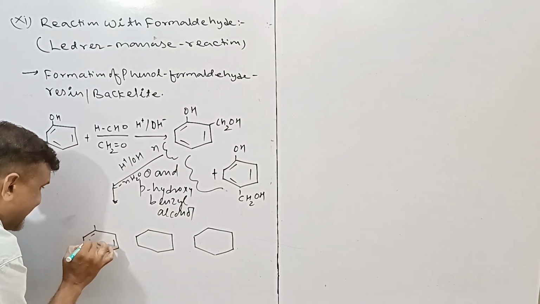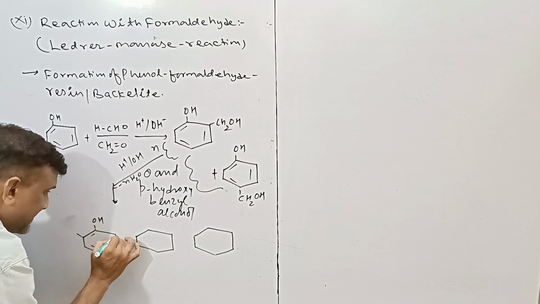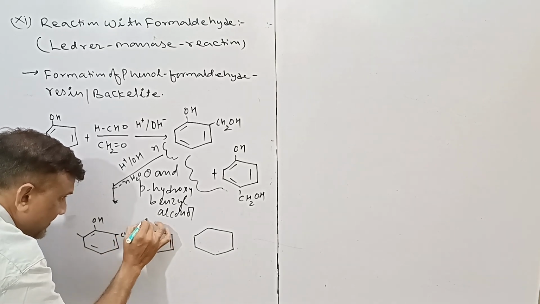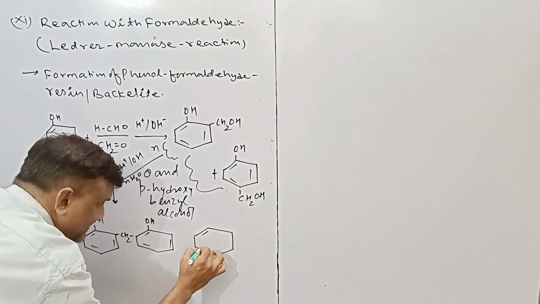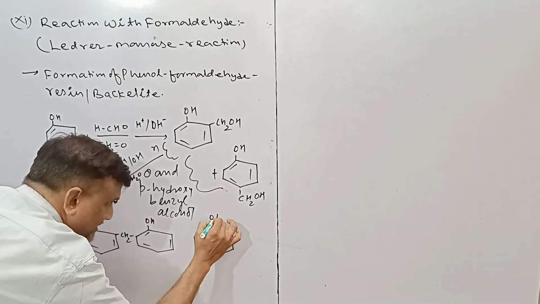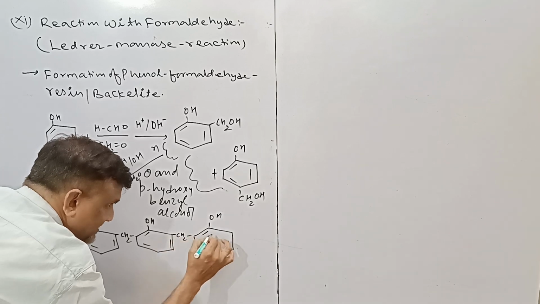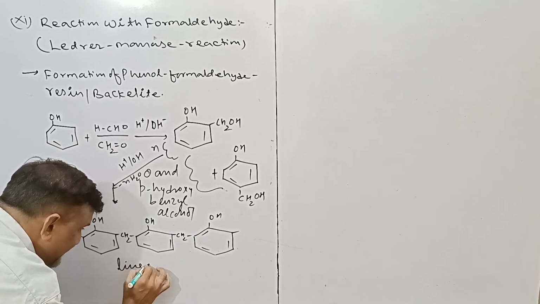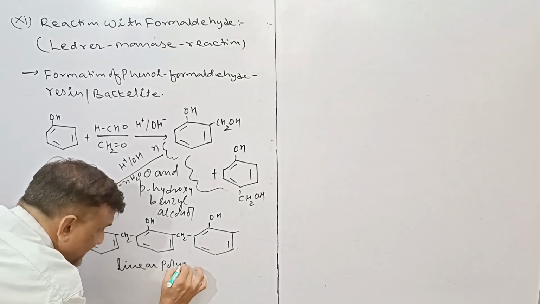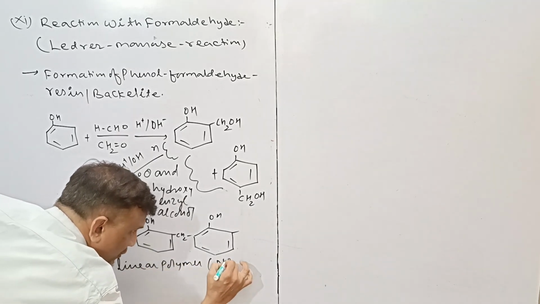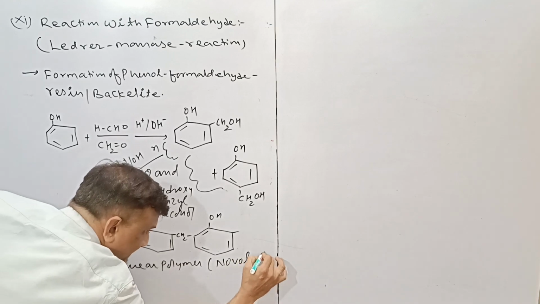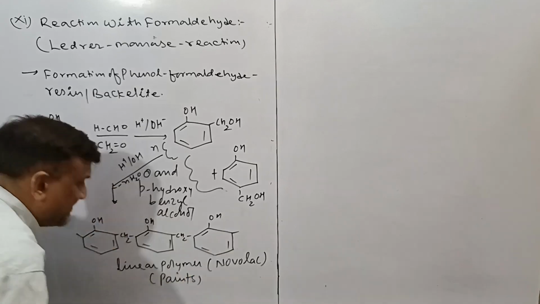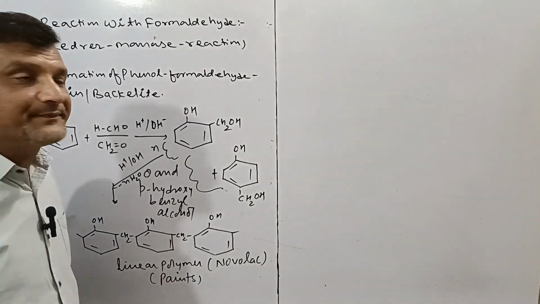If there is only the ortho isomer, then a linear polymer will be formed. That is too important for us. This is the OH. This is the CH2. This is called a linear polymer. And its name is Novolac. It is used in paints. It is used in the form of paints.